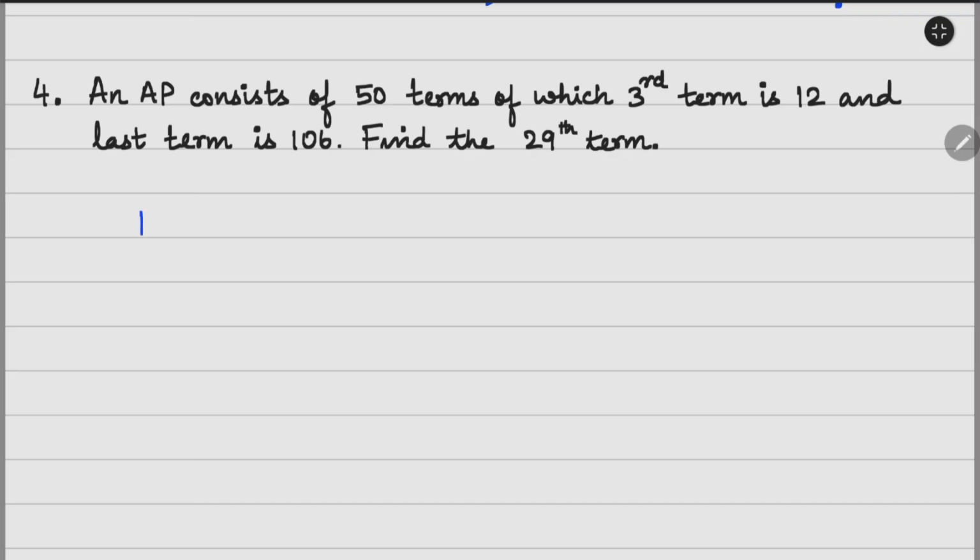Let's write it. So total terms of the AP is 50. This is given. Of which the third term, that is A3, is equal to 12. And the last term is nothing but 106. Find the 29th term. So total terms is 50. So what is the last term? A50 will be the last term.